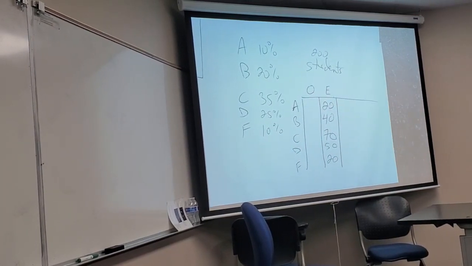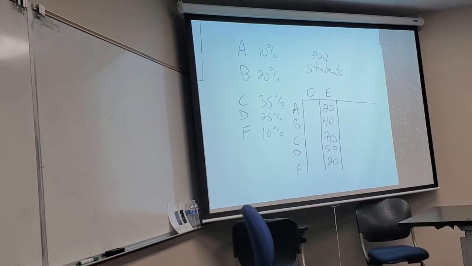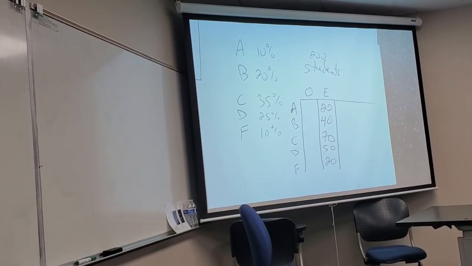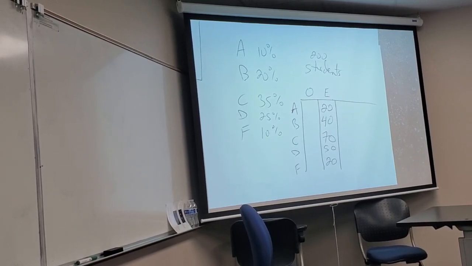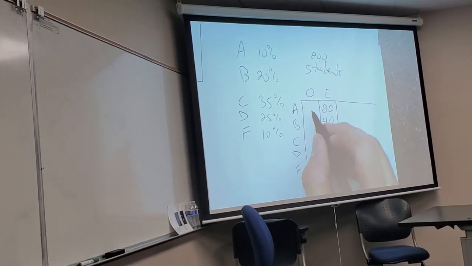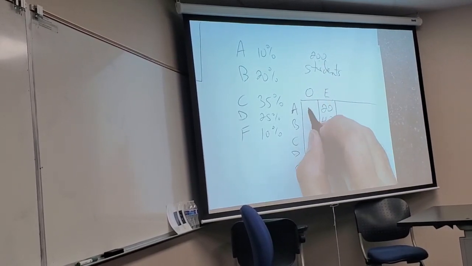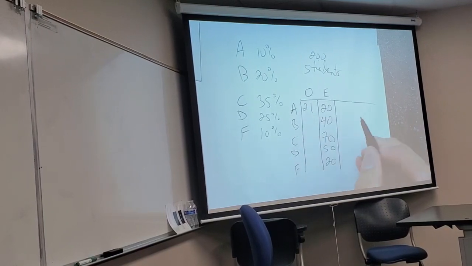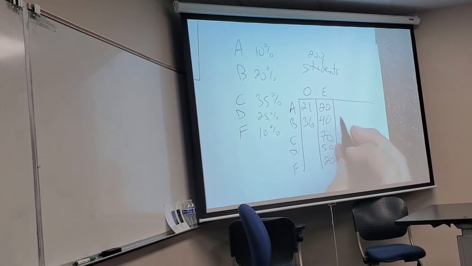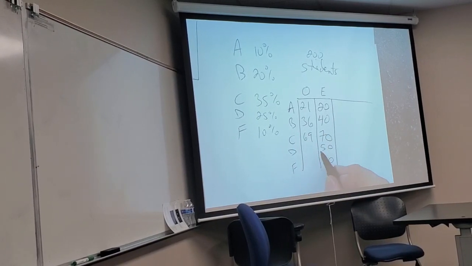I really want this to make sense. If I have a prediction I'm making, what's the best way to test it? Go make observations. See how close our prediction came to what we observed, and I can see if my model actually passes the test. So let's say we take these 200 students and we look at the grades, and we get 21 made an A, 36 made a B, 69 made a C, and I got to keep track of where I am.